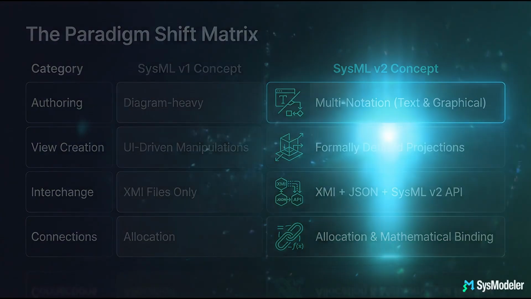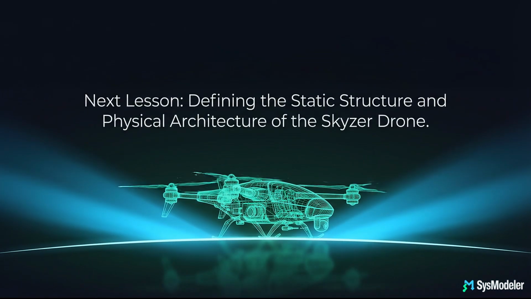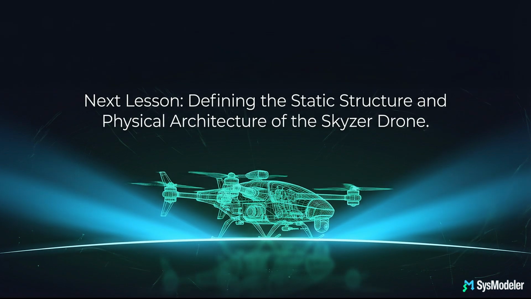Next lesson, we are going to tackle the static structure. We will look at how to define the physical architecture, which are parts, attributes, and item flows, using the new v2 syntax to build the Skyzer drone.